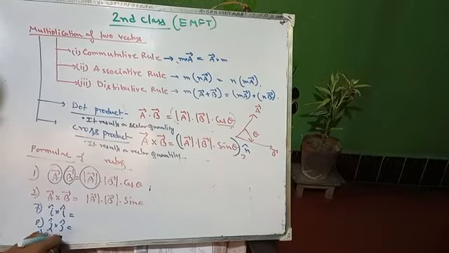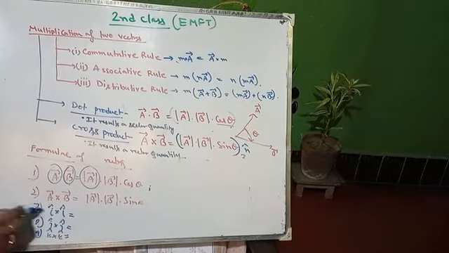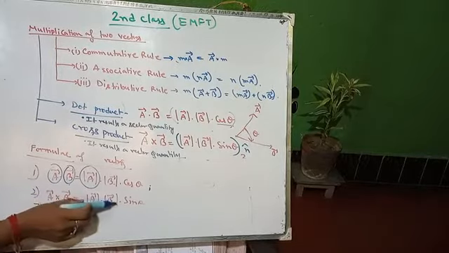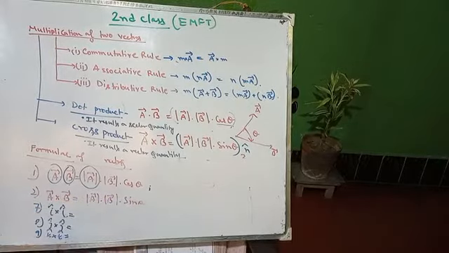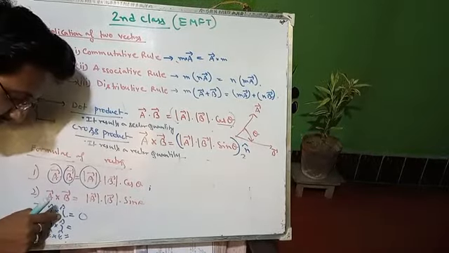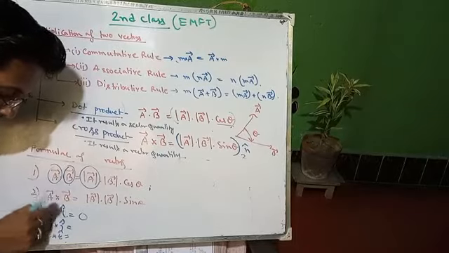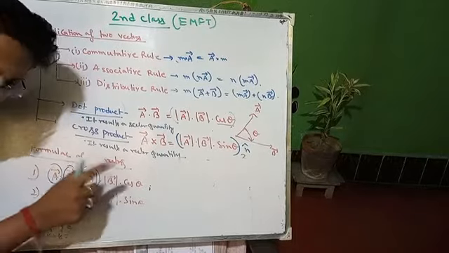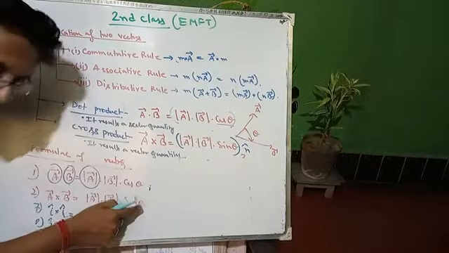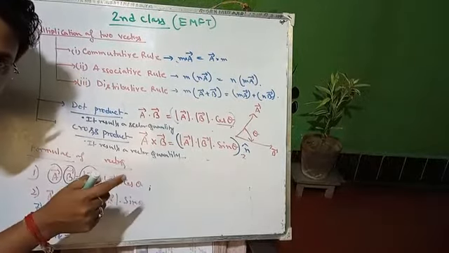K cross K, how much? I cross I means, again here put I cross I, 1 into 1, and sin theta, sin 0 means what? 0. So I cross I is 0, because I cross I is A cross B. The modulus of I equals 1, the modulus of j equals 1, and the angle between I and j will be 90 degrees. So sin 90 means 1.